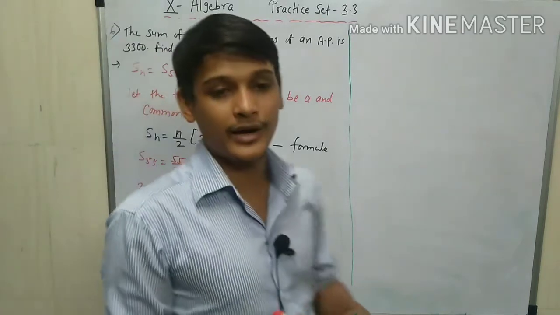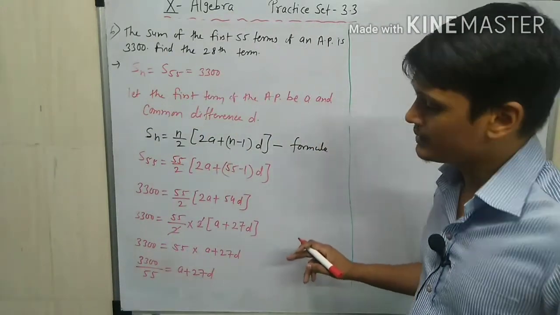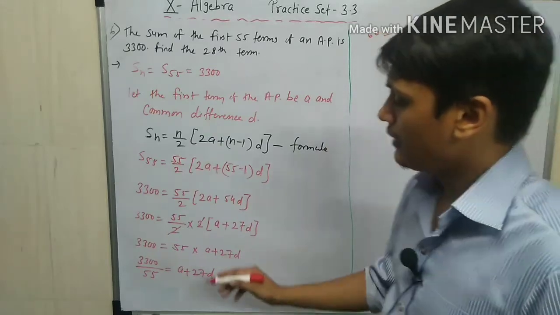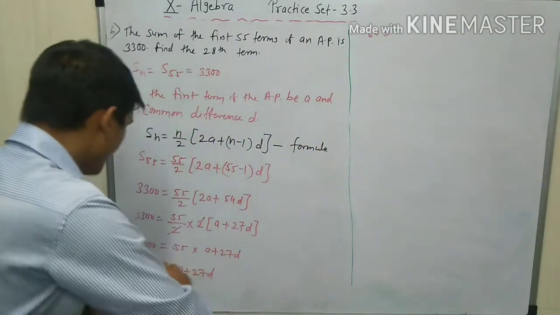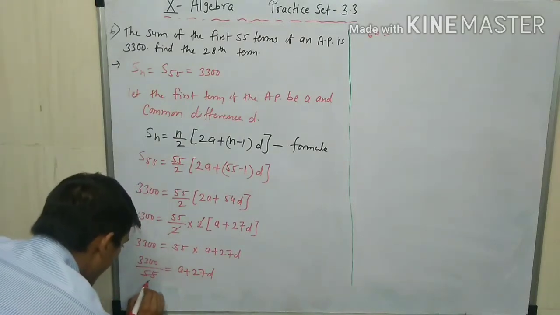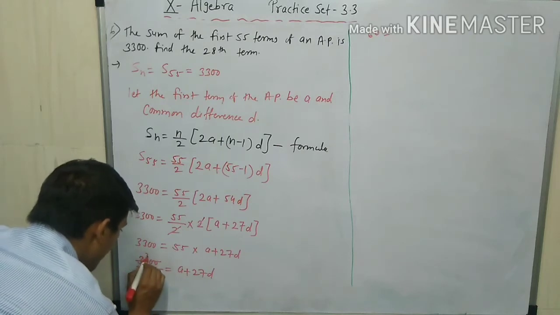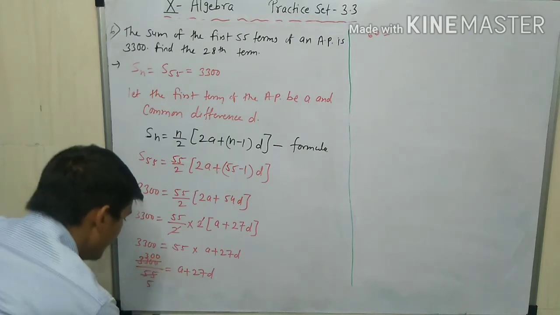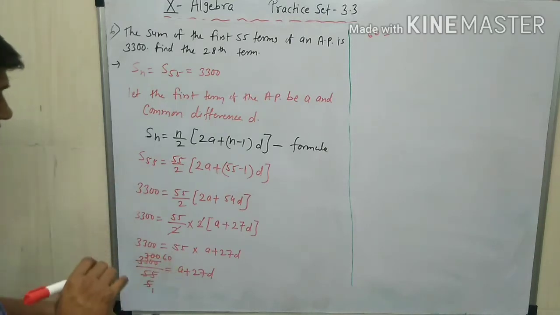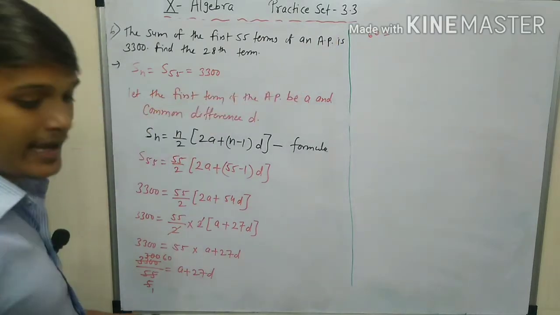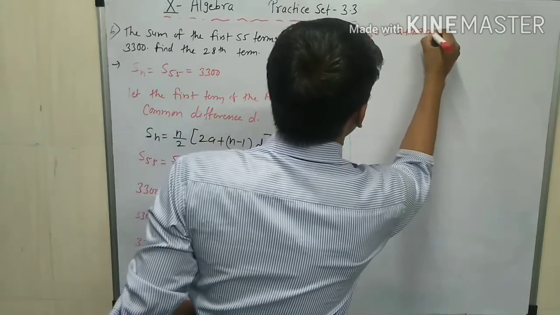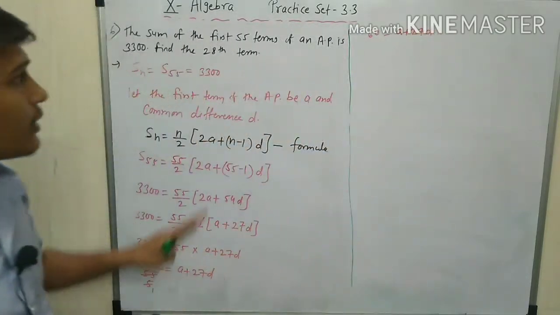Now we divide 3300 by 55, the answer is what? 60. How to get 60? We divide 55 into 330: 11 5s are 55 and 11 3s are 33, then 0, 5 1s are 5, 5 6s are 30. Now there is 60. We can write here 60 is equal to a plus 27d. Understood?